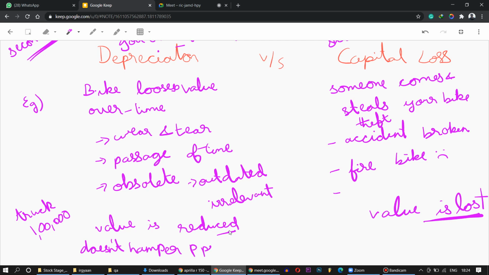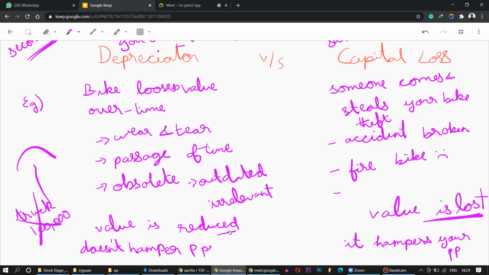However, capital loss, it hampers. It hampers your PP. It hampers production process. And that is because the entire truck is gone. Someone just stole it. It got into an accident. This doesn't exist anymore. And that is an issue.